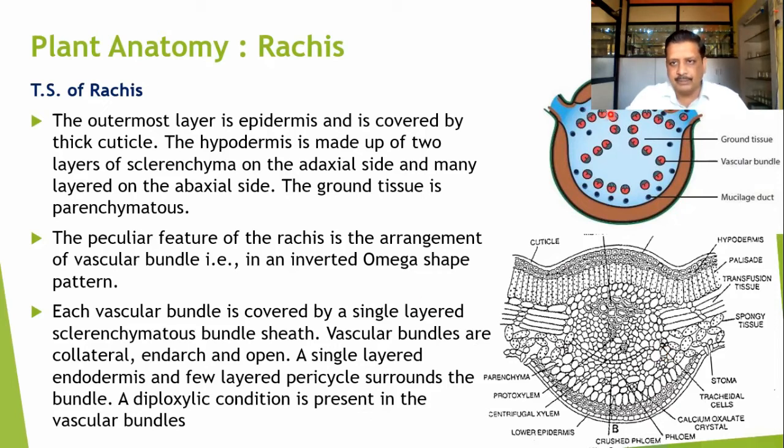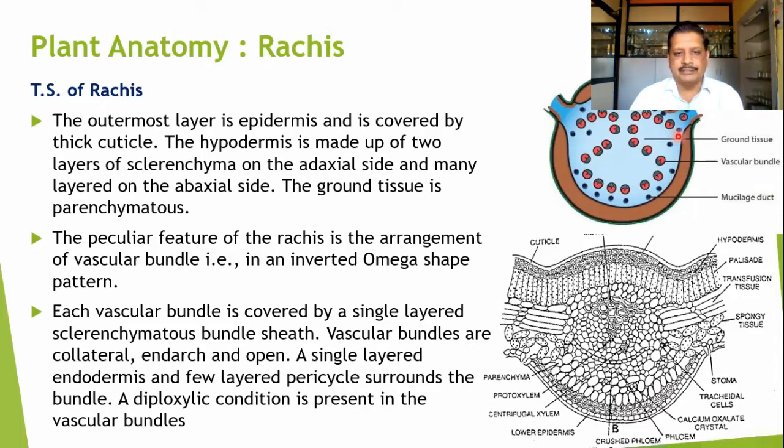Here you can find a typical vascular bundle arranged. So it is an inverted omega shape pattern of the vascular bundle. Here you can clearly observe in the diagram, it is the inverted omega. You have seen the omega sign in physics. So the inverted omega type shape of the vascular bundle can be observed in the rachis TS.